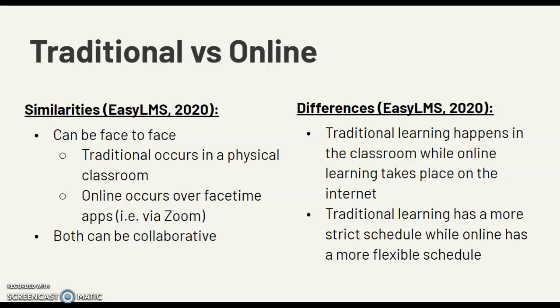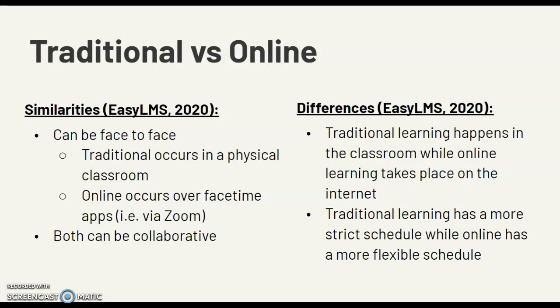So traditional is in a classroom, so it's going to be face-to-face. You're physically in the classroom, so everybody can interact with one another. Versus online, while we haven't always thought of online as being a face-to-face interaction, it can be with the technology and the apps that we have now. So we have Zoom, we have Skype, and basically what these apps let you do is they let you communicate with students face-to-face, no matter where you are in the world.